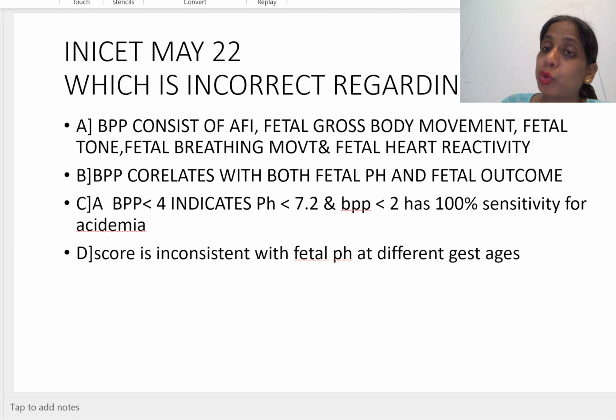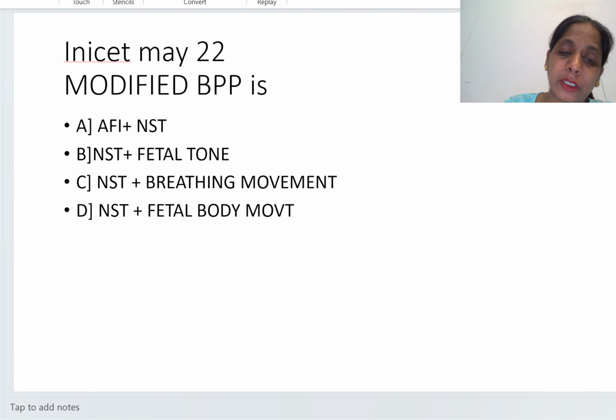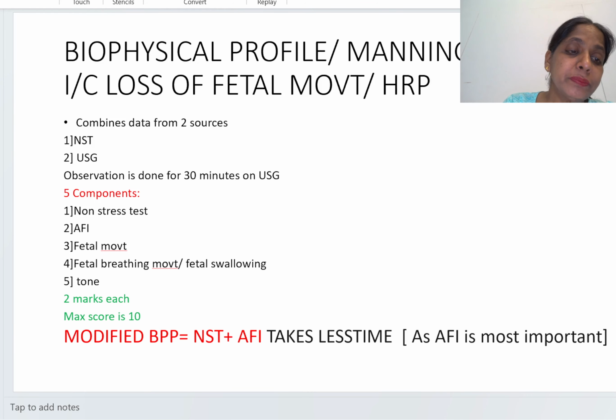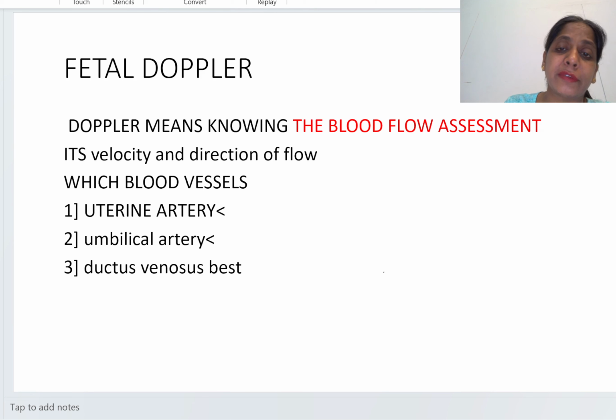And if the lowest score is less than 2, it is 100% sensitivity for fetal acidemia. Okay, so the score is inconsistent with fetal pH? No, it is consistent with fetal pH at all gestational ages. Okay, modified biophysical profile. This was an easy question. Then what is biophysical profile, we have discussed.